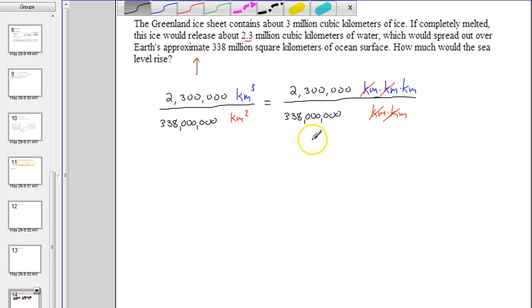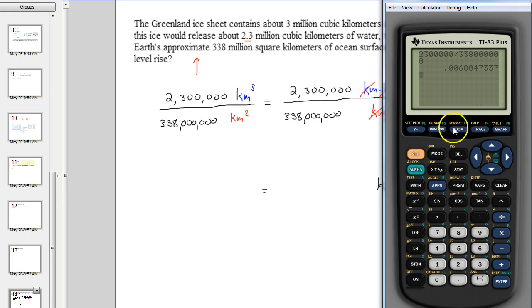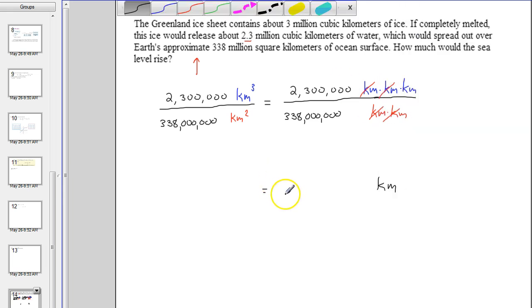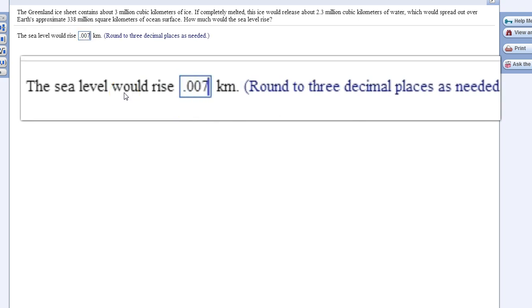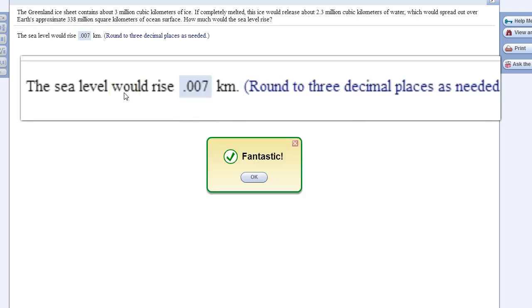Now this division you'll have to do on a calculator, but the remaining unit that this ends up being measured in is kilometers, which is a distance unit which we could use to measure height or a change in depth in this case. Alright, so I get 0.0068, so I'm going to put that in there as the amount of kilometers that we change. Alright, and the question tells us to round to 3 decimal places, so 0.0068 will round to 0.007 kilometers. Alright, so that's how you do that problem.